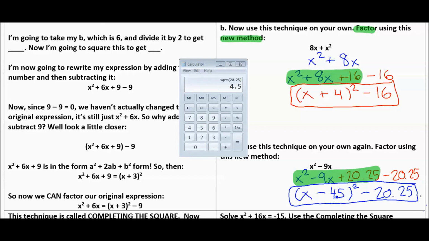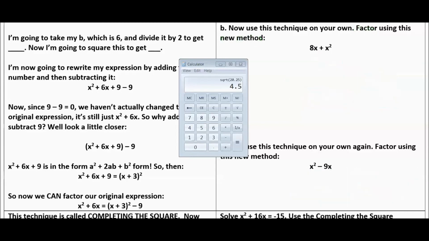Okay, once again, let's think about what's happening here. This is called completing the square. We are adding and subtracting the same number, so we are not changing the value of the original expression. And then by adding and subtracting it, we're creating a perfect square trinomial. We are completing the perfect square. We're making that binomial into a perfect square trinomial.